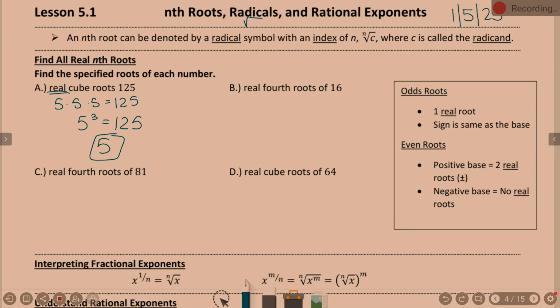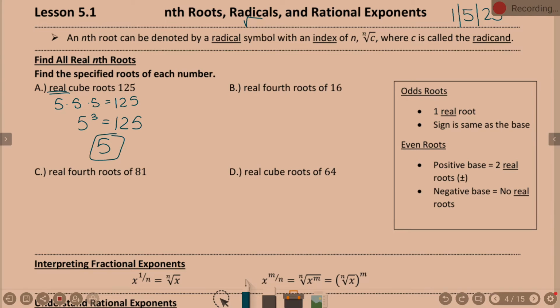We're not doing them. Would negative 5 be one? No. Okay, so I want to address Aaron's question. Would negative 5 be the cube root of 125? Negative 5 times negative 5 is positive 25. Times negative 5 takes us back to negative 125. So our only real cube root of 125 is 5.